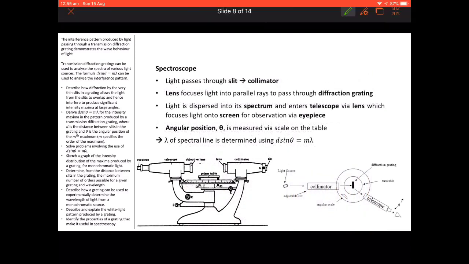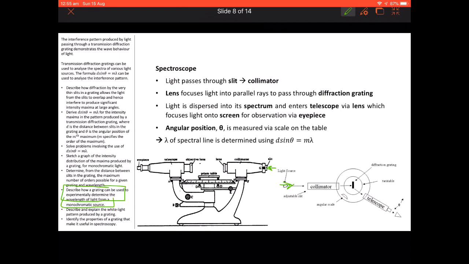So we'll take a look at a spectroscope. This is focusing on describing how a grating can be used to experimentally determine the wavelength of light from a monochromatic source. These diagrams are like mirror images of each other. So in this one here, the light source will be going in through this way, and then here the light source is going in through this way. But it's helpful to have the bird's eye view and the side-on view.